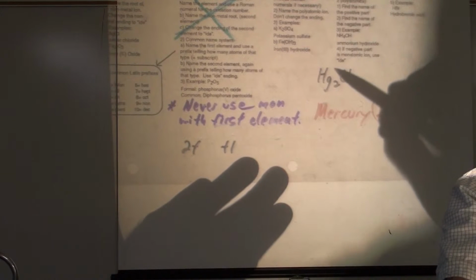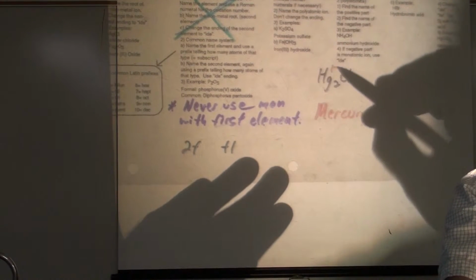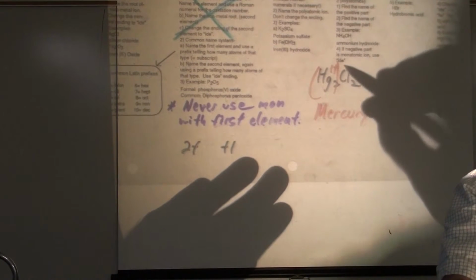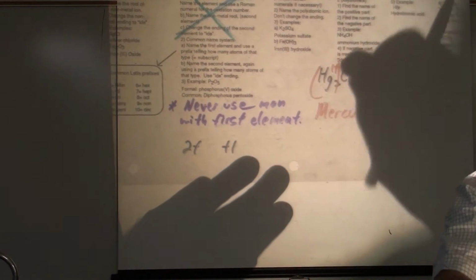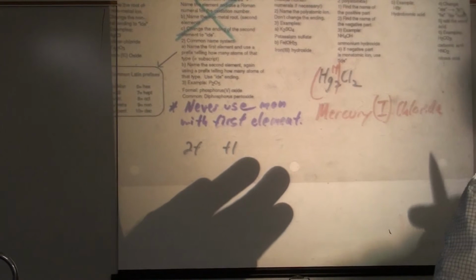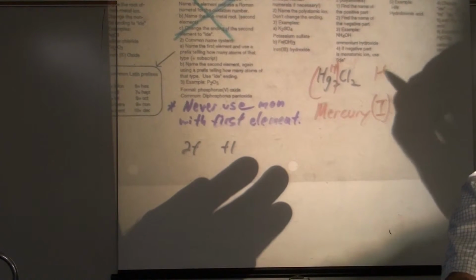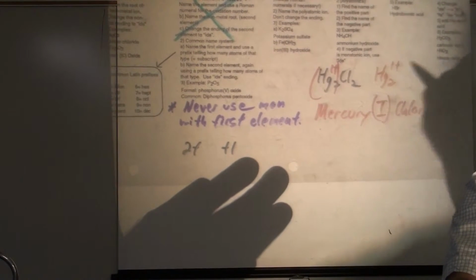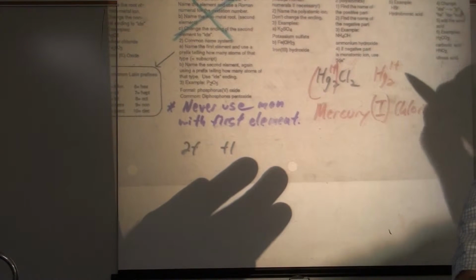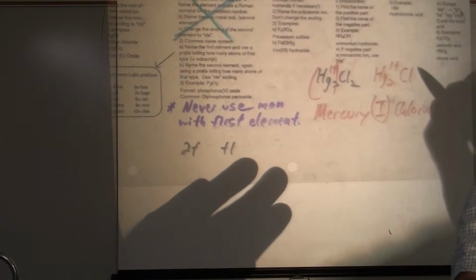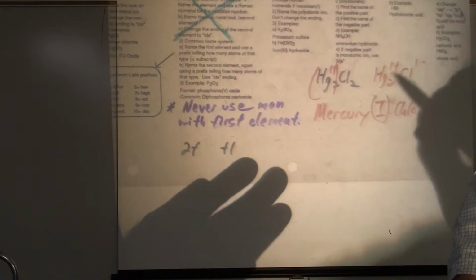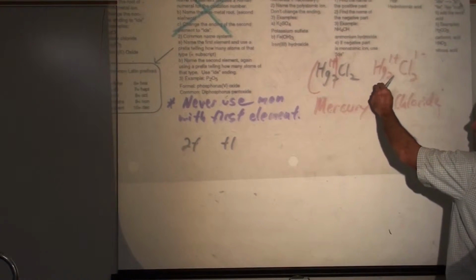Because individually, each mercury has a 1 plus charge, but the overall charge is a plus 2. But individually, it's a plus 1. So individually, each mercury has a plus 1 charge, the chlorine has a minus 1 charge, but because it's a diatomic ion, it's got to be 2 there, and so therefore we end up with 2 of them there.